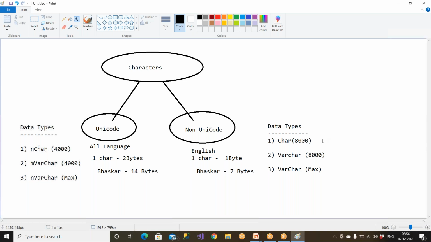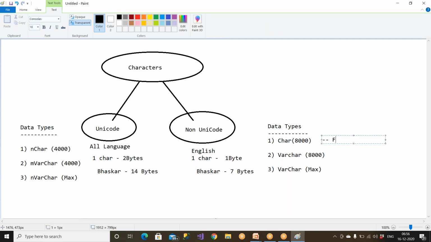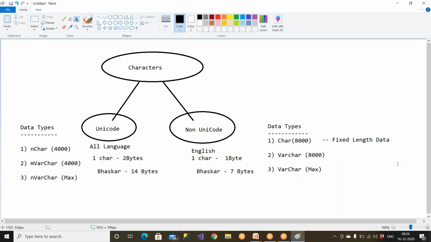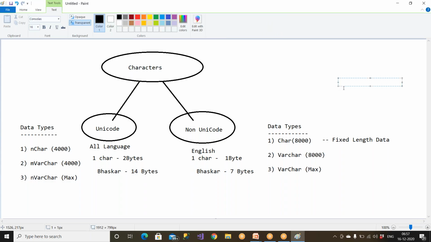So the question is, if you have fixed length data, when do you go in for char or nchar data? Fixed length data means the length will not change. Clear? So for example, my phone number or my postal code.